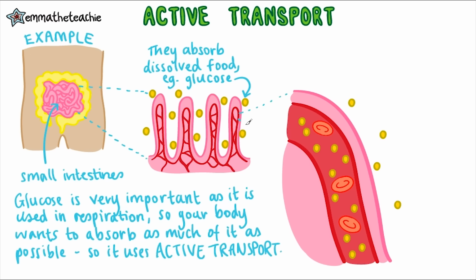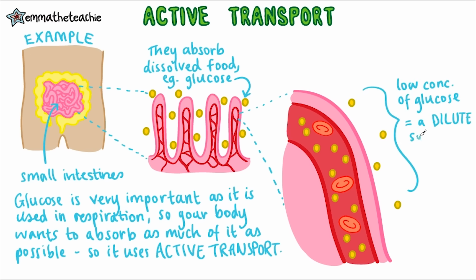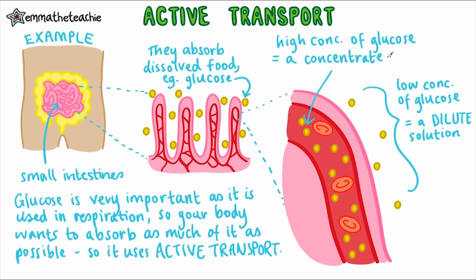If we zoom in a little further, we'll see how this works in the small intestines. So over here, we can see we've got a low concentration of glucose as there is less of it. Therefore, this is the dilute solution. Inside the blood vessels, we've got a high concentration of glucose, and therefore this is called the concentrated solution.